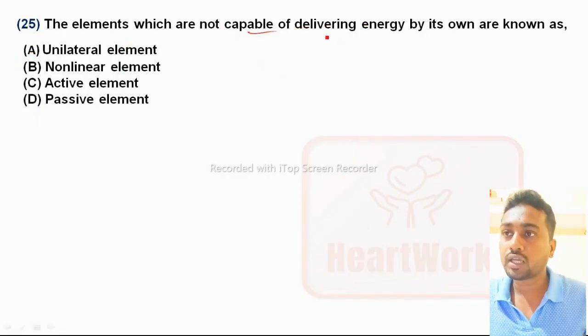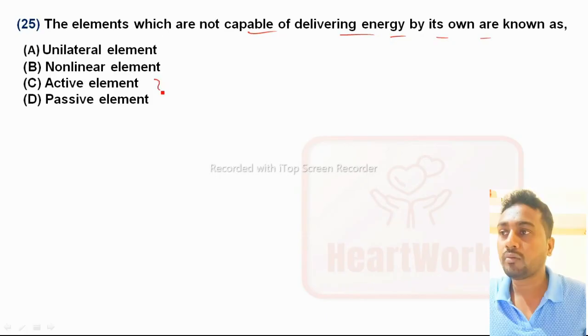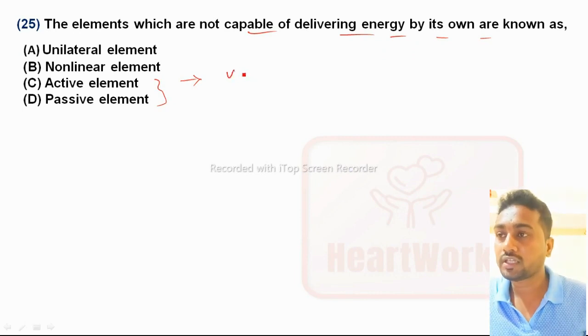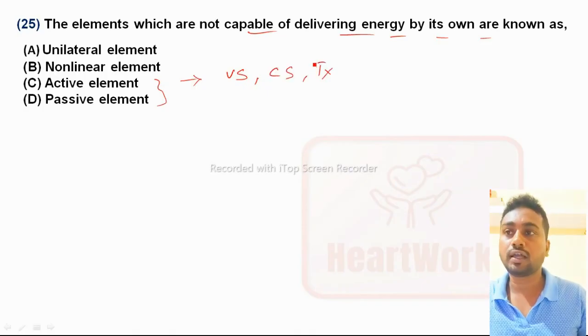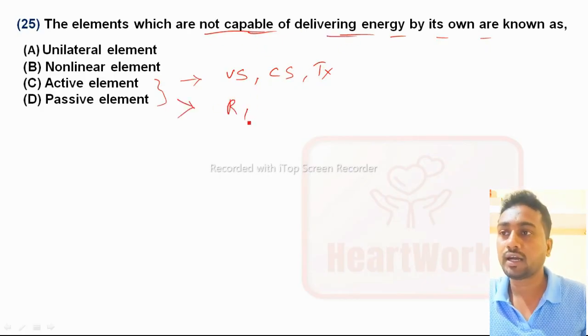The elements which are not capable of delivering energy by themselves are known as? If we talk about active and passive elements, active elements are capable of delivering energy, for example voltage source, current source and transformer. If we talk about passive elements, they are not capable of delivering energy, like R, L, C.